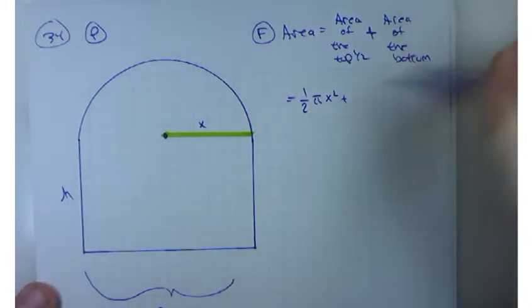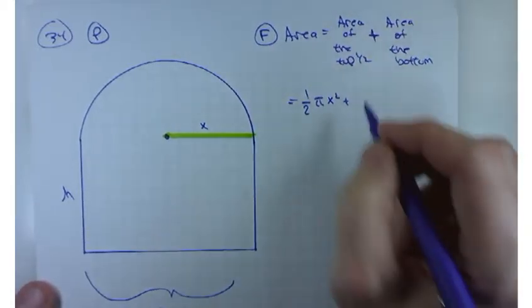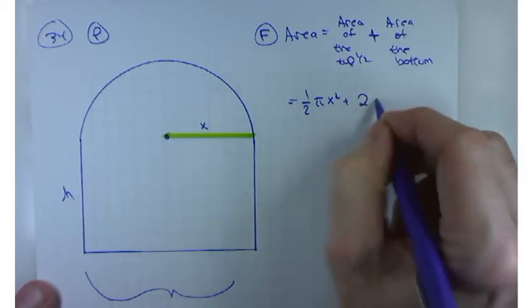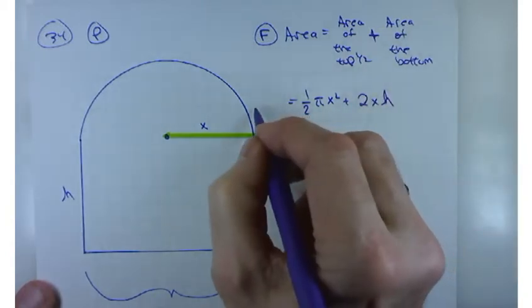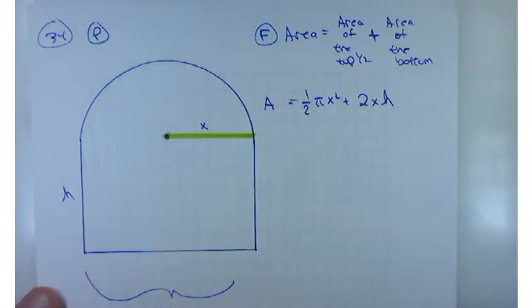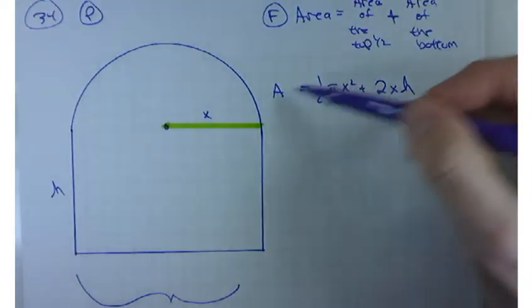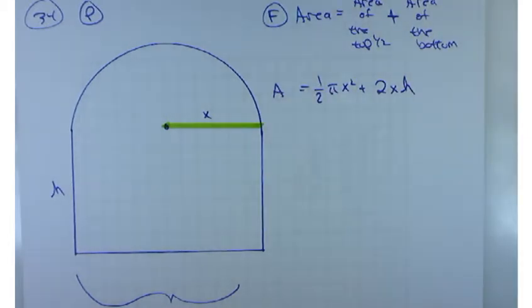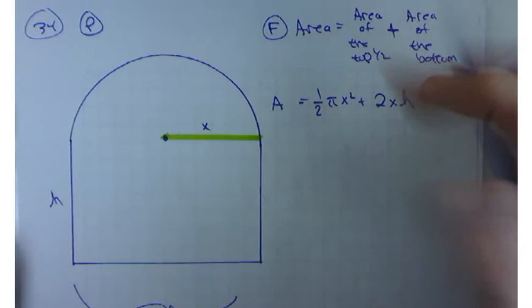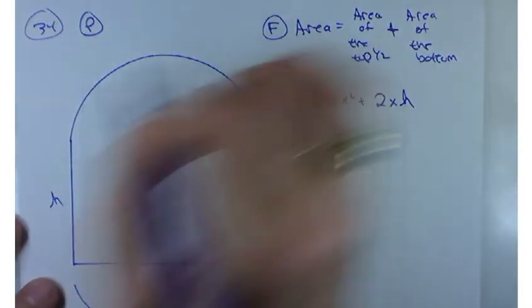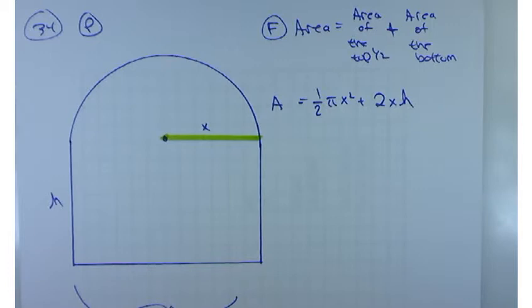How about the area of the bottom? What's the area of the bottom? Yeah, 2x times h. So that's our area. But like all these problems, we've got to eliminate one of the variables. Which one do you think we're going to eliminate? H. Yeah. To eliminate h, we need to use something else that the problem told us. And what the problem told us is that the total distance around this, the perimeter, is 30 feet. So that's what's going to help us get rid of the h.